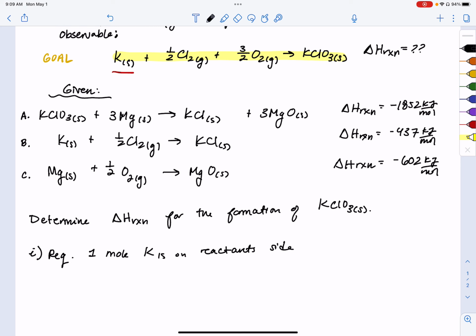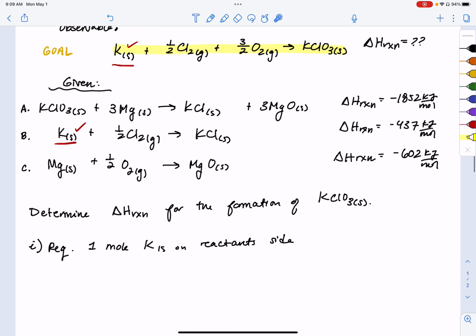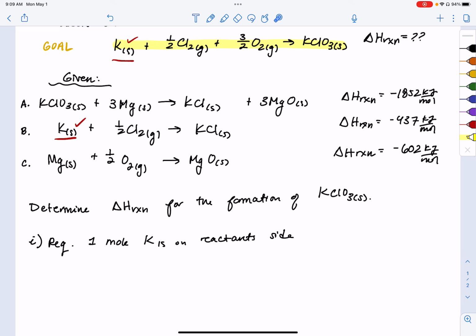on the reactant side. So if I'm going to go and look for potassium solid, here's KClO3, no, magnesium, KCl, no, here we go. Reaction B has solid potassium, and in fact, this has 1 mole of solid potassium on the left side of the equation. It's on the side we want, right? It's a reactant. So it looks like if I leave B alone, I might get what I want. Let's take a little closer look at B then. Let's see if we should indeed leave it alone.